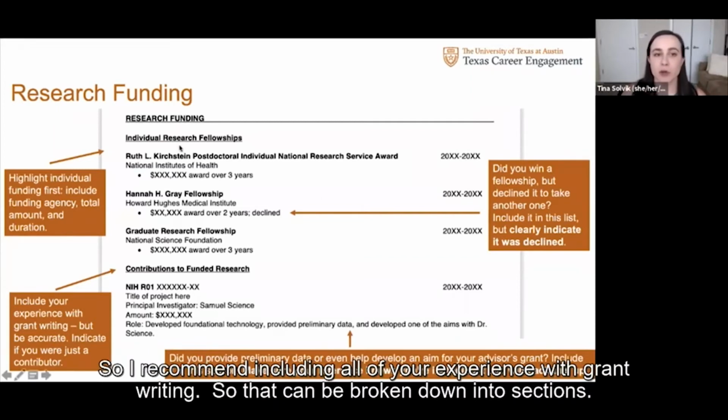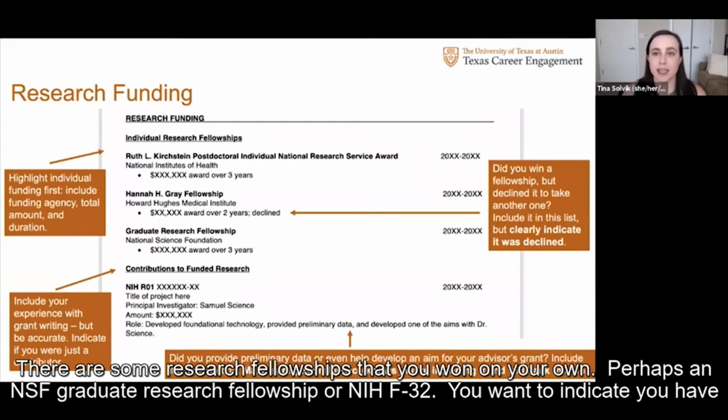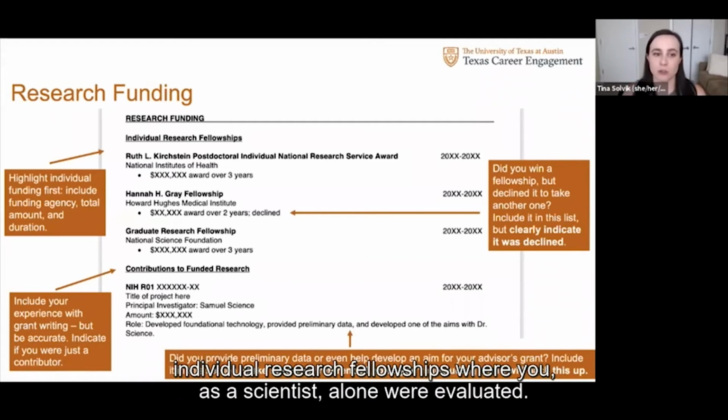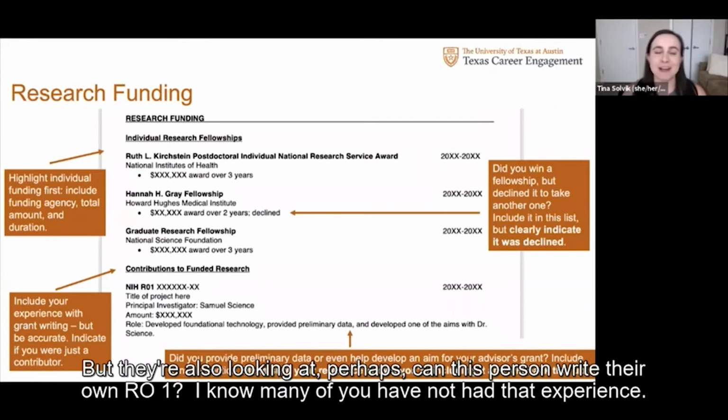That can be broken down into sections. There are some research fellowships that you won on your own, perhaps an NSF Graduate Research Fellowship or an NIH, I think it's F32. You want to indicate that you have individual research fellowships where you as a scientist alone were evaluated. But they're also looking at, can this person perhaps write their own R01 once they start? And I know that many of you have not had that experience. That's reserved for the principal investigator of a lab.